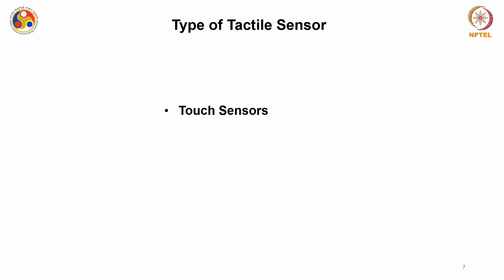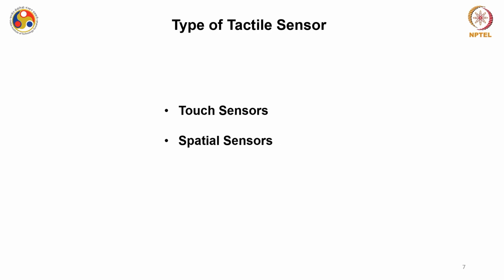So there are various kinds of tactile sensors. Touch sensor is one of the important types of tactile sensor, but then you have the spatial kind of sensor. We'll see what a spatial tactile sensor is. And then we also have a slip tactile sensor. So three different types of tactile sensor based on how they work and what data point they acquire: the touch tactile sensor, the spatial tactile sensor and the slip tactile sensor. Let us see first the touch tactile sensors.